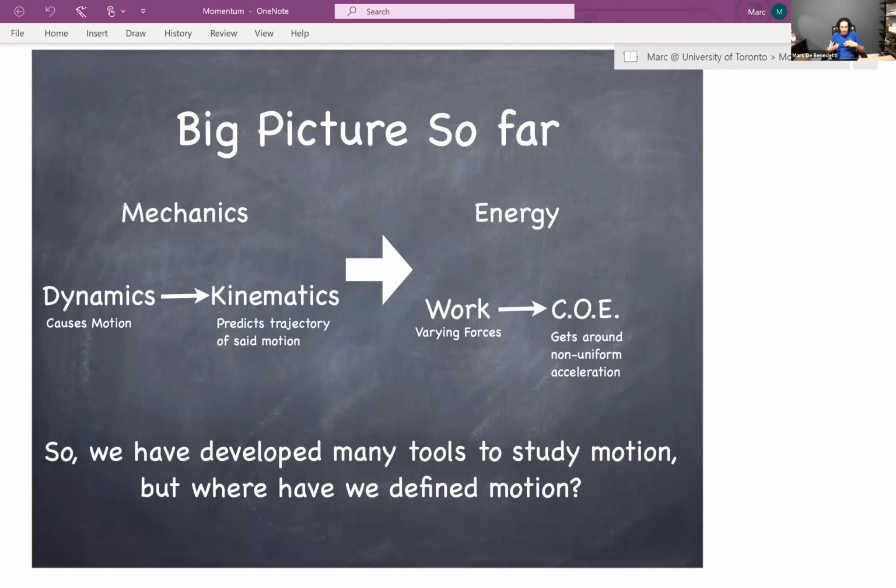The dynamics-kinematics blend only handled constant acceleration systems. And there are a lot of things that do not have constant accelerations, primarily things that do not have a constant force. So we looked at Hooke's law, for instance, which does not have a constant force. Newton's law of gravity, G m1 m2 over r squared, does not have a constant force. Most vertical circular motions, for the most part, don't have a constant velocity. And if they don't have a constant velocity, they don't have a constant acceleration, which means they don't have a constant net force.